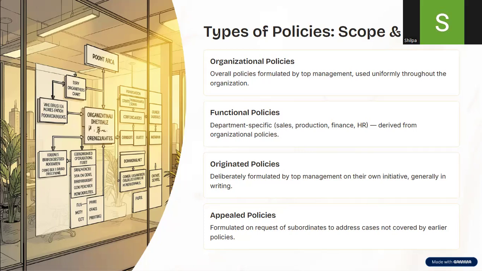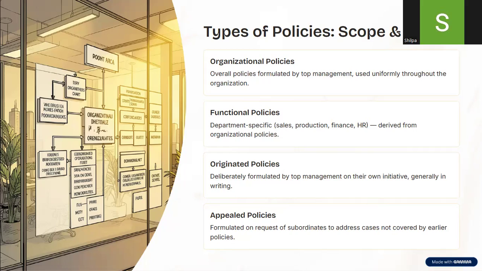Second one is functional policy. Any policy which is developed by a particular department is called a functional policy. Let's say, for example, a finance department is going to design a policy regarding travel expenses and reimbursement. So whenever employees travel for office-related work and need to be reimbursed, the policy to reimburse those expenses will be designed by the finance department. And this is an example of functional policy.